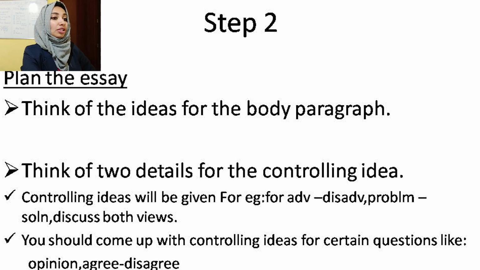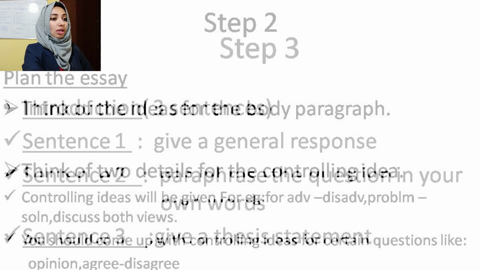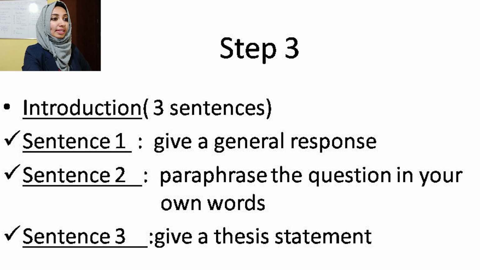Okay, but you should come up with some of the controlling ideas for certain questions like opinion type essay and agree disagree type questions. So for example, in an agree disagree type question, if you're agreeing with that question, your body paragraph 1 will be dealing with the first reason why you are agreeing with that question and explaining that reason. Okay, and in the second body paragraph you'll be explaining the second reason why you are agreeing to that particular question.